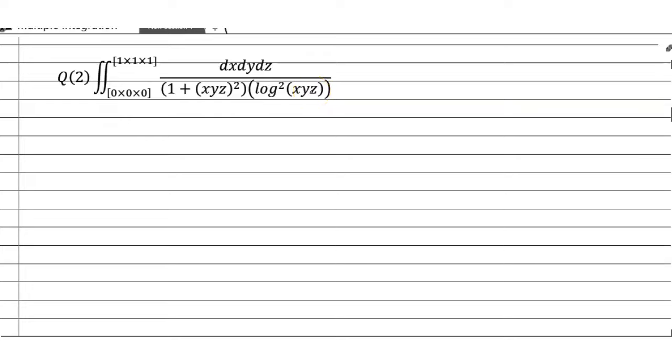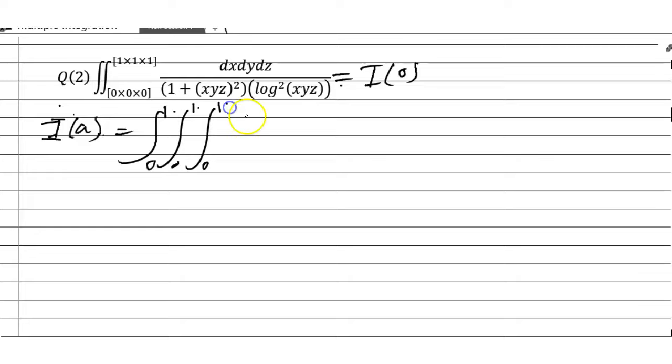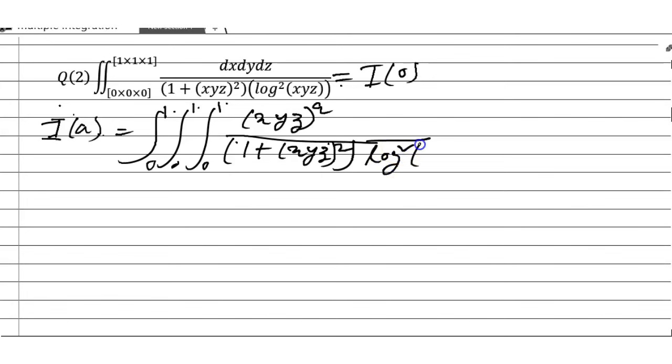I take it as I_a, and I_a is equal to the integral 0 to 1, 0 to 1 and 0 to 1 of (xyz) whole to the power a divided by (xyz) whole square divided by log square xyz, dx into dy into dz.